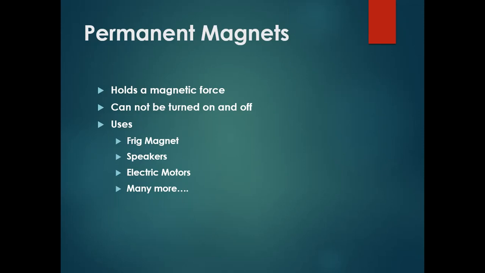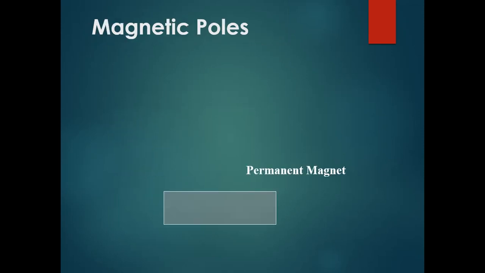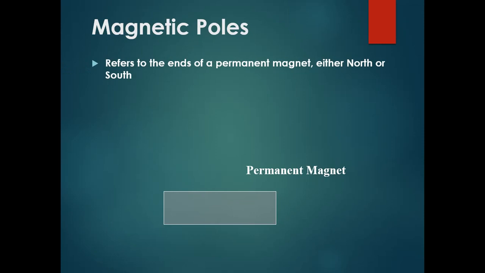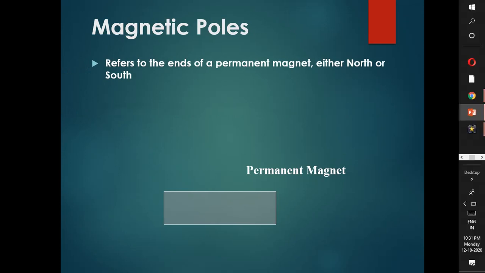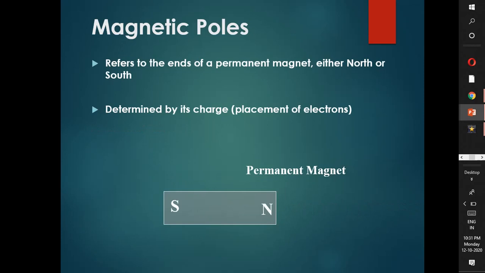Uses of permanent magnets include speakers, electric motors, and many more. See here, the ends of a permanent magnet are referred to as either the north or south pole. So it has either a north or south pole, which is determined by the placement of the electrons' charge. See here, the ends are the two poles, the north pole or the south pole.